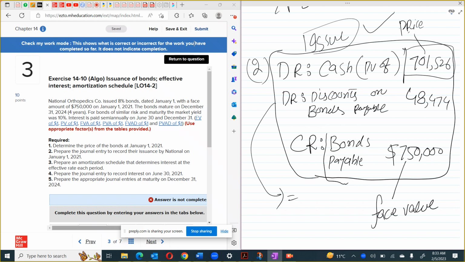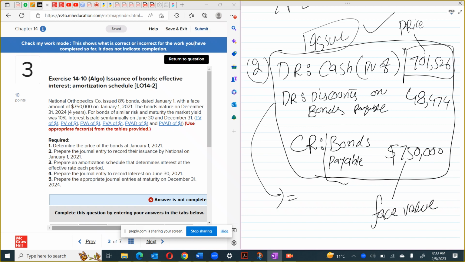Okay, how will you calculate the price of bonds? Present value of principal plus present value of interest. Now we have the present value of principal. He has solved it; I will show you that, and you do not need to solve it again because it is shown. You will use the normal present value.